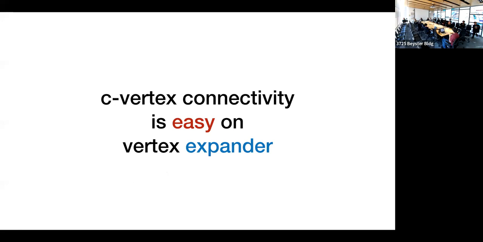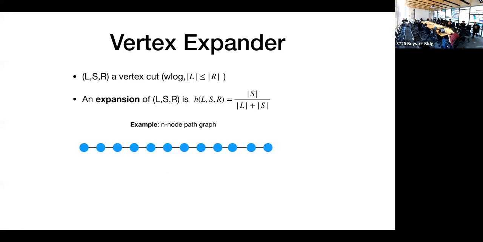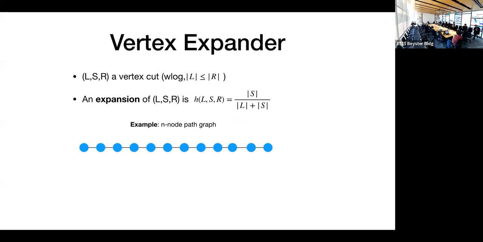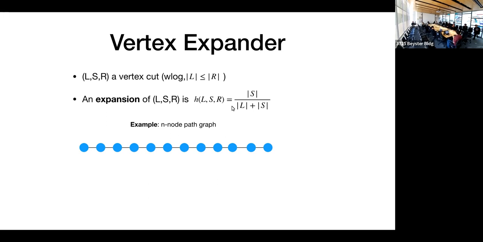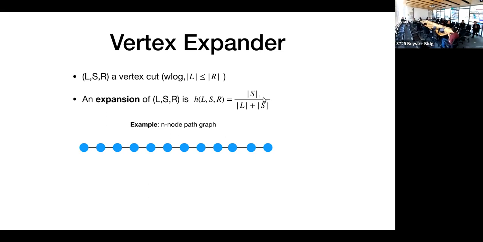I just want to define a few things about expanders. Given a vertex cut, which is L, S, and R, we can assume without loss of generality that L is smaller than R, in a directed graph. The expansion is defined as the following: the ratio of S over L plus S. So this measures literally the fraction of S that is inside the cut.